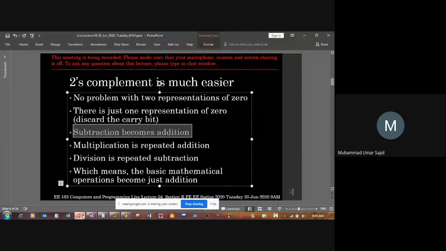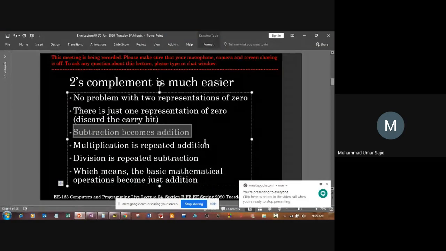Okay. And multiplication is actually repeated addition. Let's say you want to multiply 2 by 4, that means you have to add 4 times. So that's not a problem anymore. That would have been done with simple binary numbers as we have done before. And division is actually repeated subtraction.